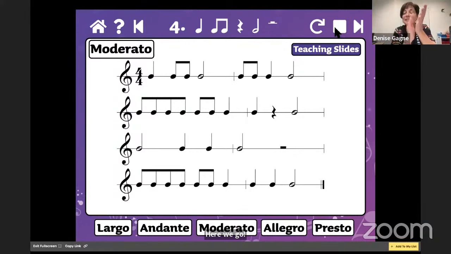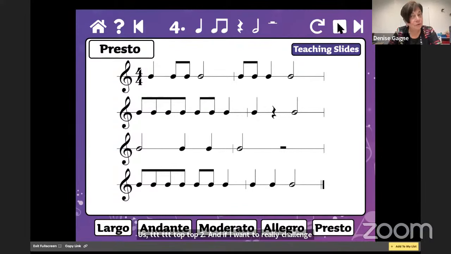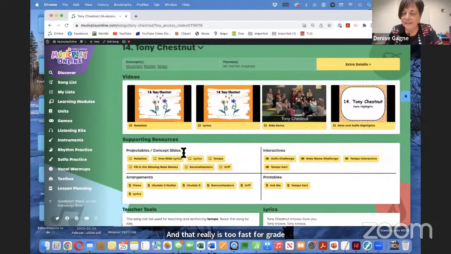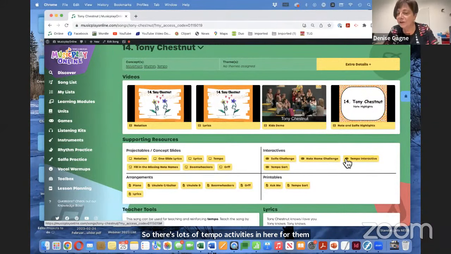Ti ti ti ti ti ti ta ta ta two. And if I want to really challenge them, we would try it presto. I would only do this if the kids were really good at the first four. But let's try, just for fun. Are you ready? Here we go. And that really is too fast for grade twos, but they will have fun trying. Regardless, there's lots of tempo activities in here for them. The teaching piece is in the slides, and then you can go to the interactives.